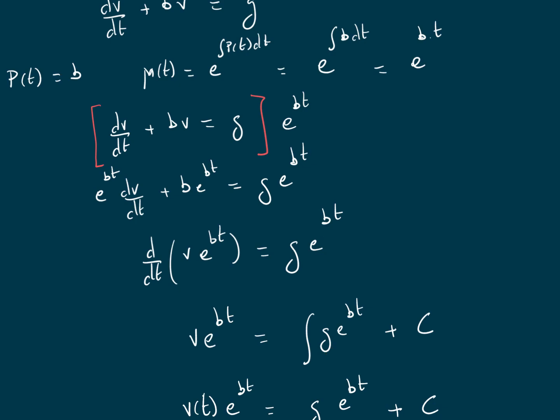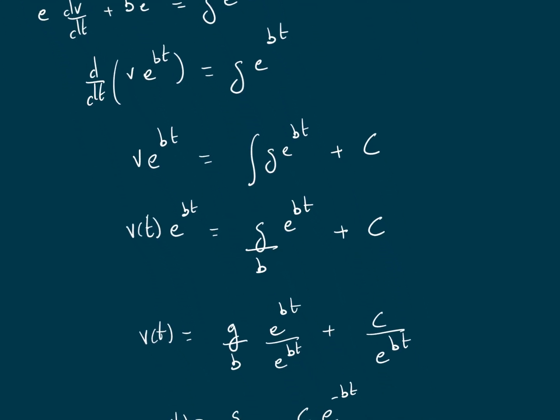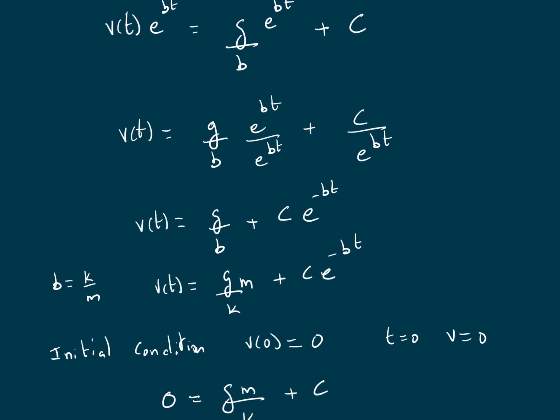Now I can find v of t. What will be v of t? Well, let's first do the integral here. The integral of g e to the bt is g divided by b, e to the bt, plus c. So now let's find v of t. v of t will be g divided by b, e to the bt, divided by e to the bt, plus c divided by e to the bt. Perfect.